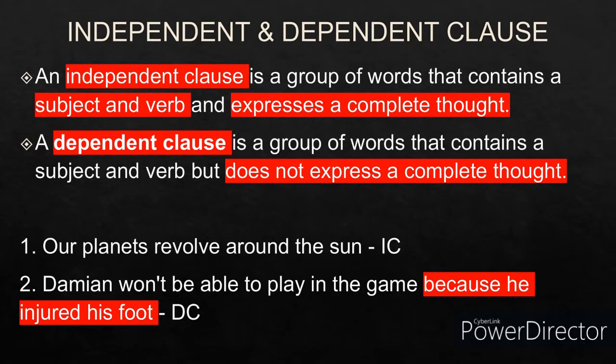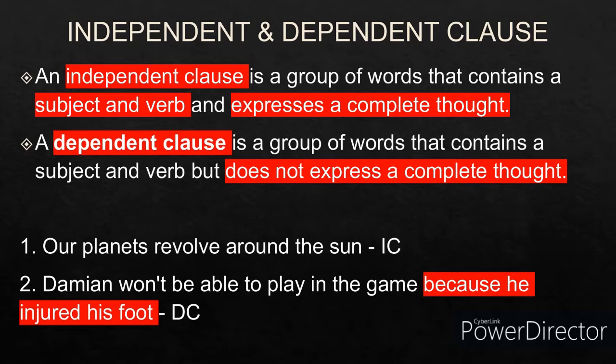Now, before actually moving to the types of sentences, let me take this opportunity to explain what an independent clause is and what a dependent clause is. An independent clause is a group of words that contain a subject and a verb and express a complete thought. An independent clause will always express a complete thought. And a dependent clause is a group of words which again has a subject and a verb, but it doesn't express a complete thought. Let's look at the examples.